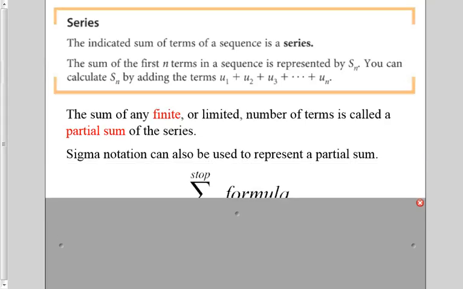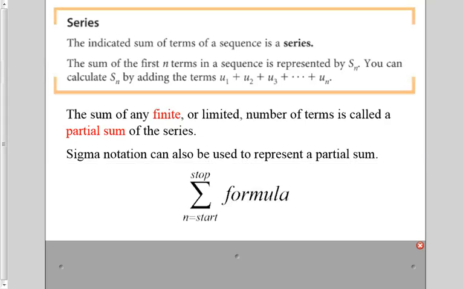Sigma notation can be used to represent the partial sum, where we have sigma, and that's just the first value of n, all the way until the last value of n that you are looking at, added together with the formula that they give you.